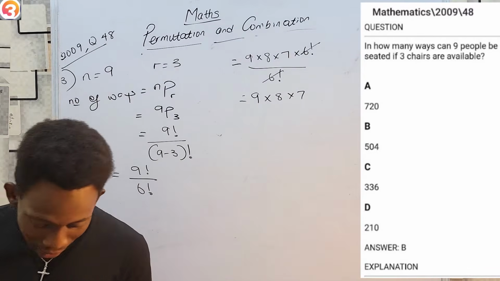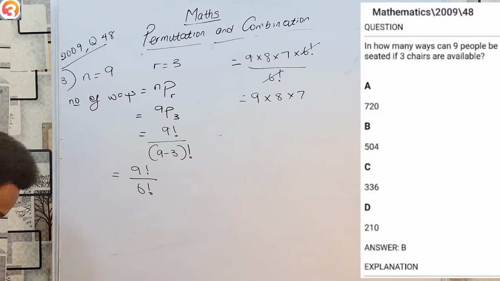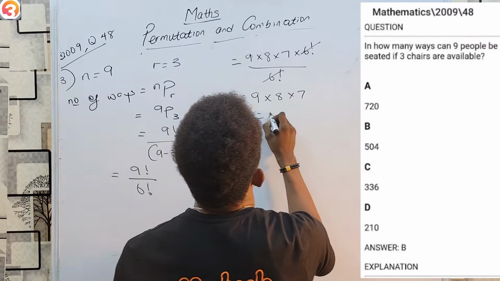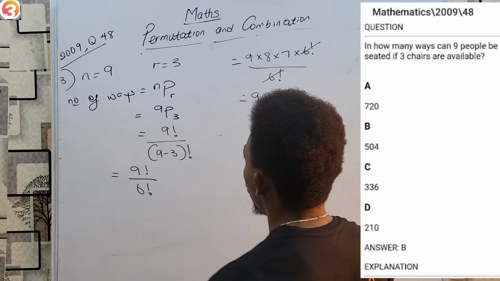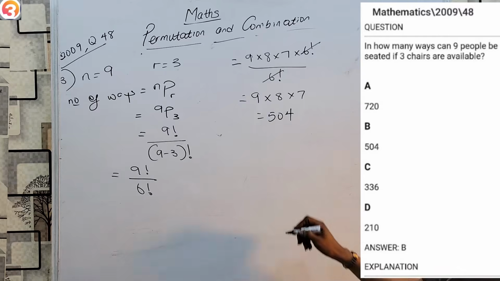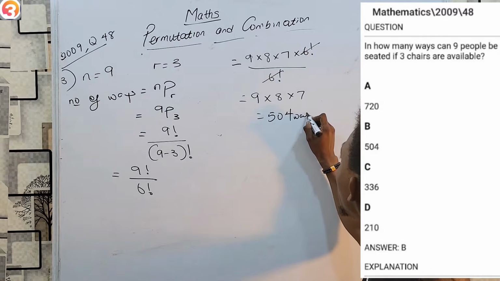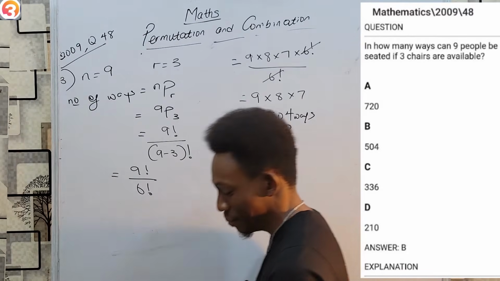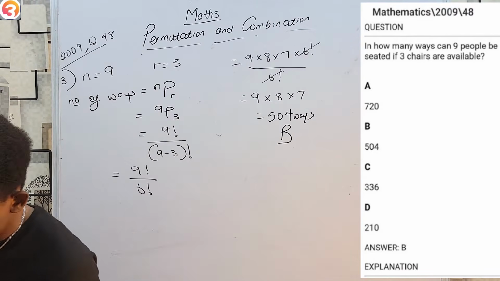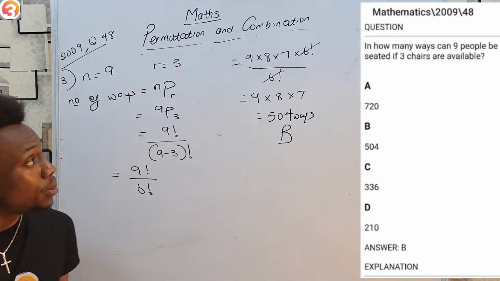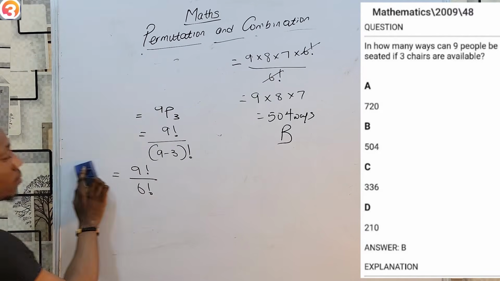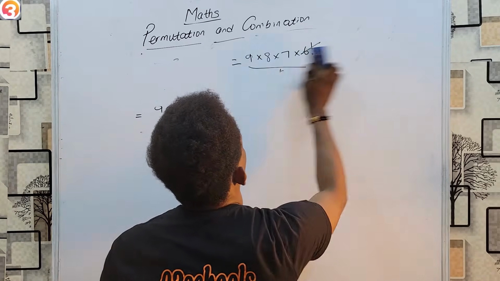And if I get my calculator open, I can find out my answer. 9 times 8 times 7 is 504. Meaning there are 504 ways of this arrangement, and that is option B. So I hope we can see, simply answer your question, is it permutation or combination, and then solve accordingly. Okay.